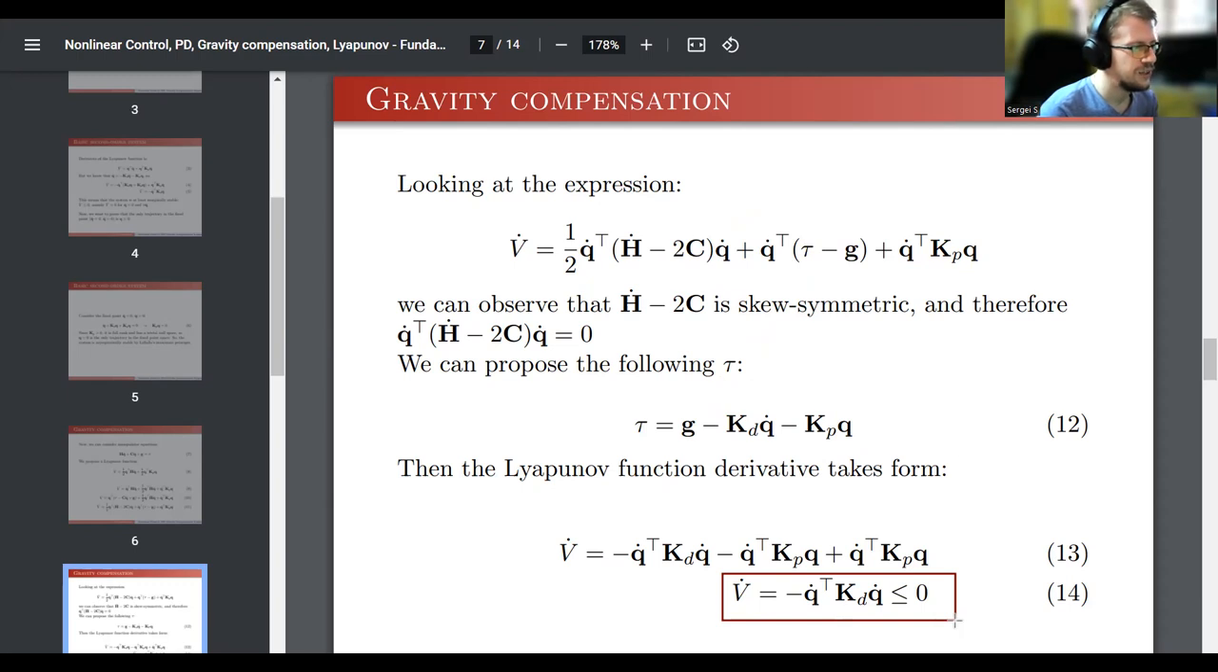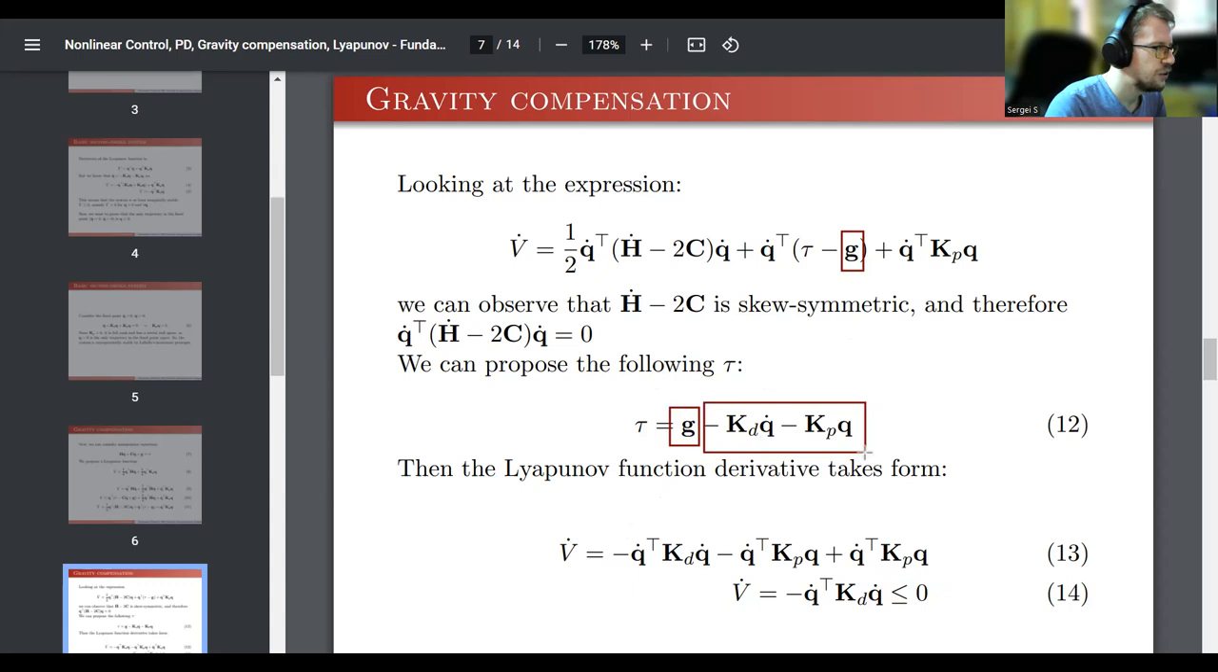Let us just note what we did here. We chose a control that offsets the gravity. We call it gravity compensation. G offsets the gravity here, makes it go away. So the final expression won't have gravity for the Lyapunov function. Also, we added what we call PD control. Why PD? Proportional derivative control. This derivative part, proportional part. So you get your distance to the origin and proportionally increase it by Kp. You get your velocity, you proportionally increase it by Kd.